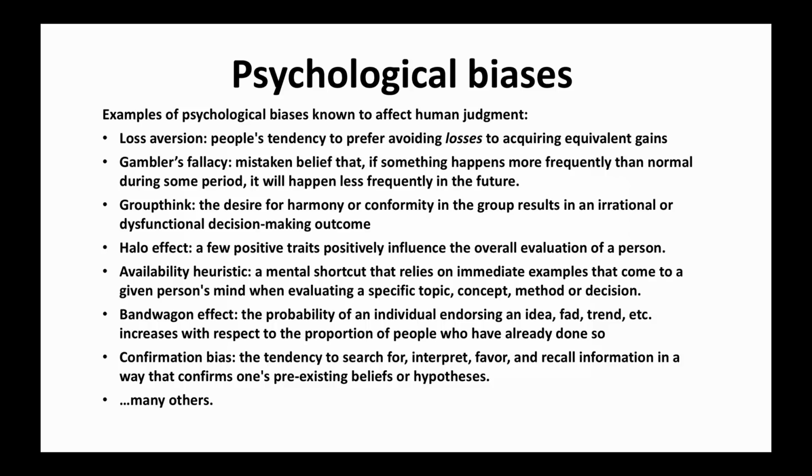And this is why it's important to have something like the scientific method, because it helps us override our natural psychological biases that we have. The scientific method is built with that purpose. So what are the different types of psychological biases and how do they affect human judgment?